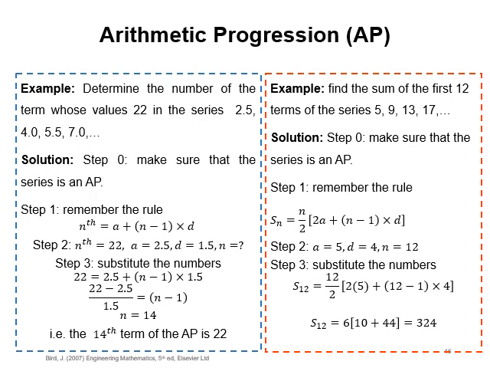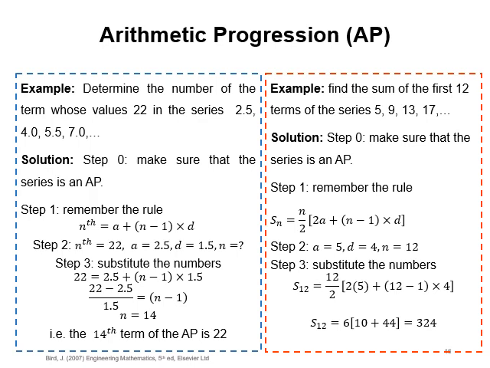of the series. First of all, let's make sure that this is an arithmetic progression. 9 minus 5, 4. 13 minus 9, 4. 17 minus 13, 4. So the difference is 4. The first item is clearly 5. And he wants me to find S number 12.